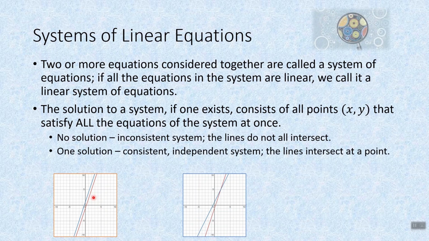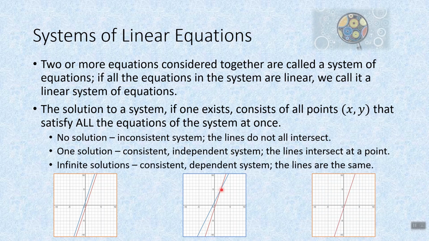One solution, these are the ones that we always hope for in the homework and definitely on exams. It's a consistent system because there is a solution. It's an independent system because the solution is independent of any of the variables. And we see this represented as the lines intersecting at a single point. This looks like (2, 5) is the solution.